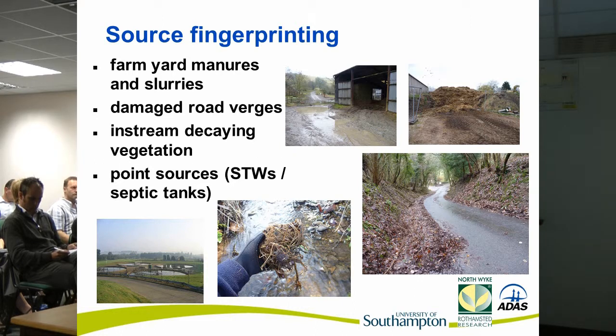In terms of the sediment-associated organic matter, we're considering some additional sources. We've got farm manures and slurries, again the road verges because they have a high leaf litter content, in-stream decaying vegetation, things like macrophytes, and we've also got the human septic waste, small sewage treatment works, and the domestic septic tanks.